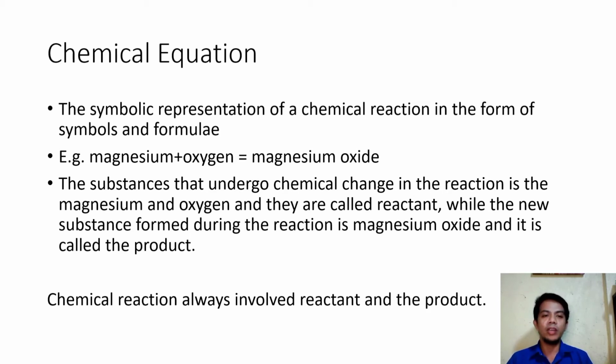A chemical equation is the symbolic representation of a chemical reaction in the form of symbols and formula. For example, magnesium plus oxygen will form magnesium oxide. The product of the reactants magnesium and oxygen is magnesium oxide. The substances that undergo chemical change in the reaction, magnesium and oxygen, are called reactants, while the new substance formed during the reaction, magnesium oxide, is called the product. Chemical reaction always involves reactants and the product.